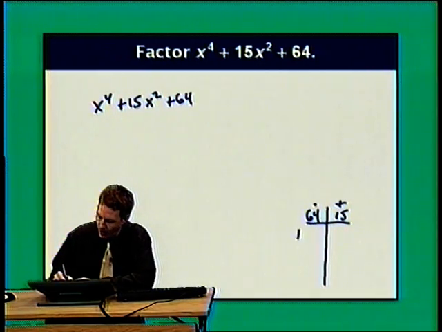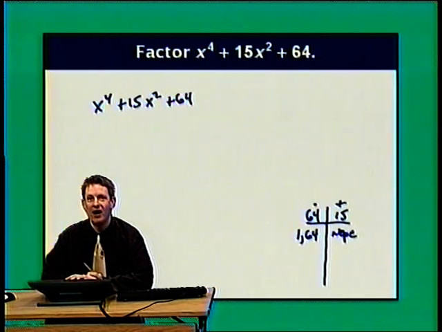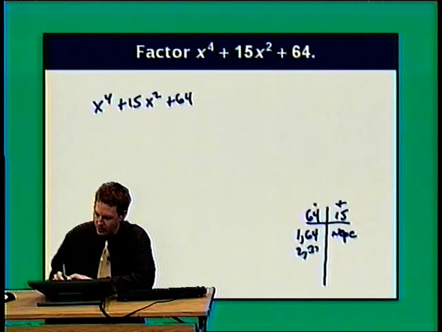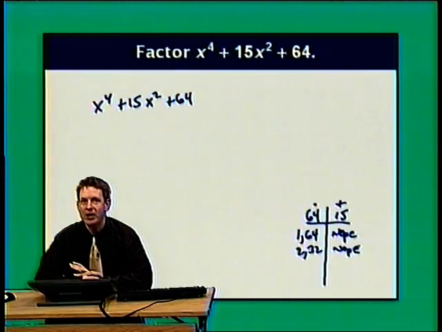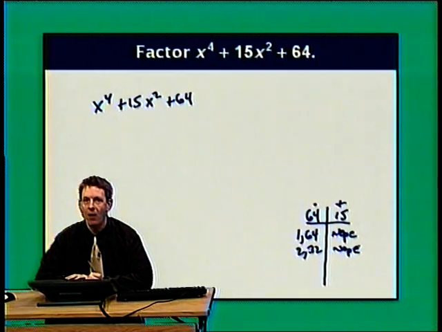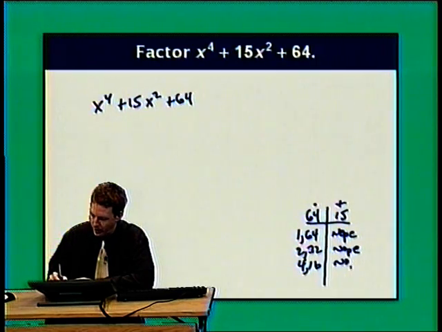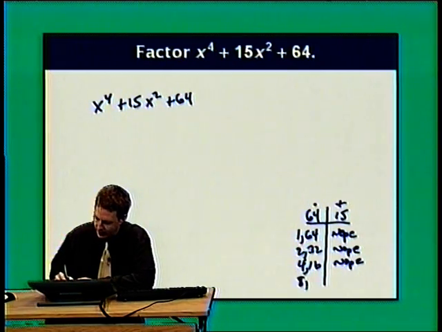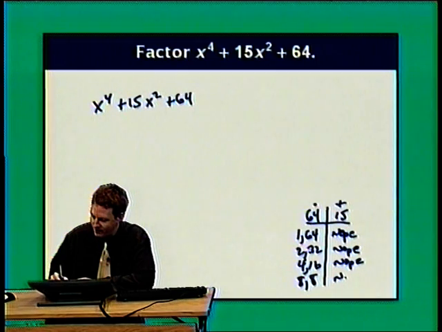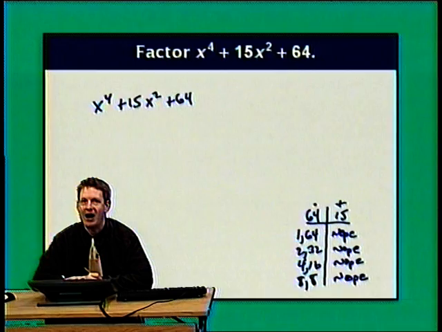1 times 64. Do those add to 15? Nope. Let's move on to 2. 2 times 32. Do those add to 15? Nope. We can skip 3 because it doesn't evenly divide into 64. How about 4? 4 and 16. Nope. Those don't add to 15. 5, 6, 7, none of those evenly divide into 64. How about 8? 8 and 8, those don't add to 15. They add to 16. Pretty close, but pretty close isn't good enough in factorization.